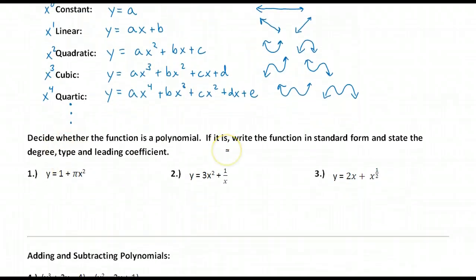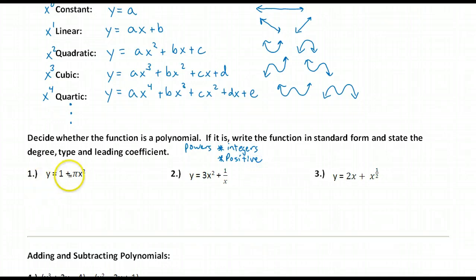In example 1, we have to decide if the function is a polynomial. To decide if a function is a polynomial, all the powers have to be integers and positive.